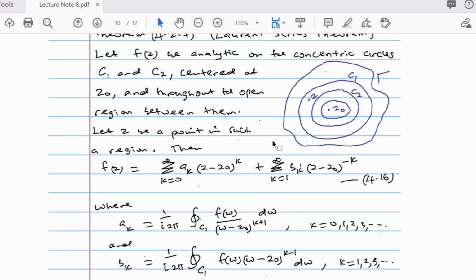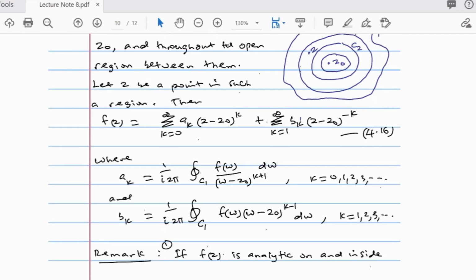But for Taylor series, you will not have the negative powers of z minus z0. For Taylor series or the power series, you only have this side. This side will not be there. So if the second series becomes 0, your Laurent series becomes your power series. If it's not equal to 0, in such a way that you have the negative powers of z minus z0 and positive powers, you have the Laurent series. So this is how to compute your a_k, and this is how to compute your b_k. Don't bother yourself about this for now.